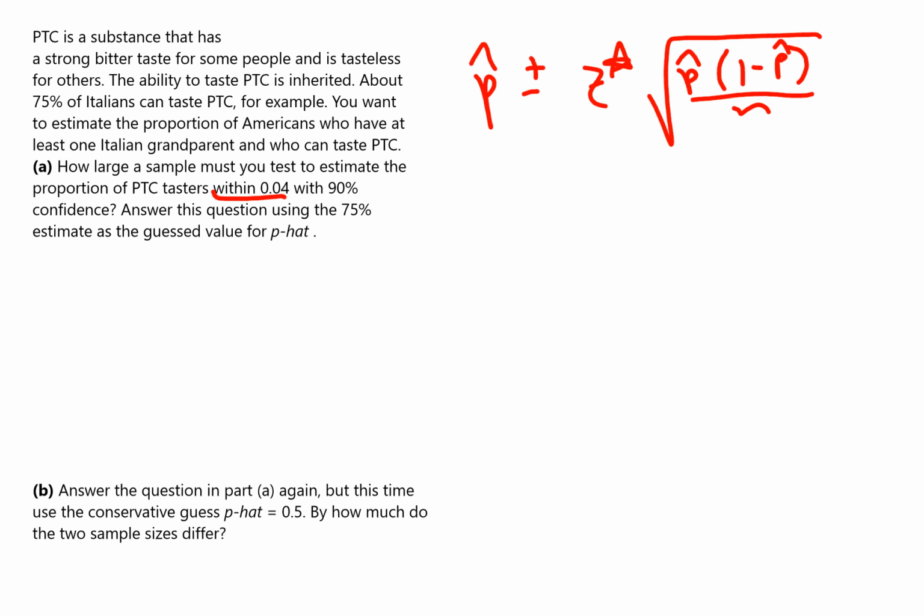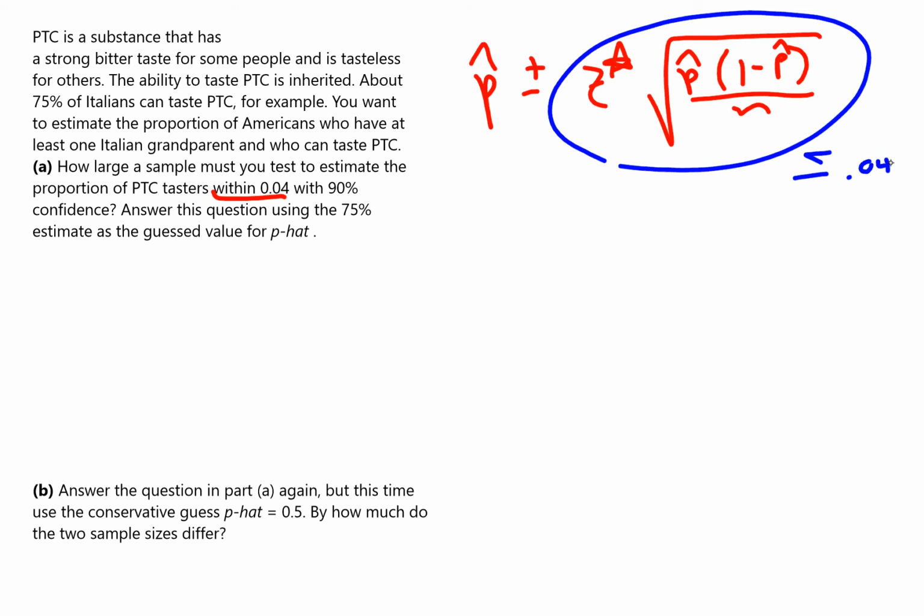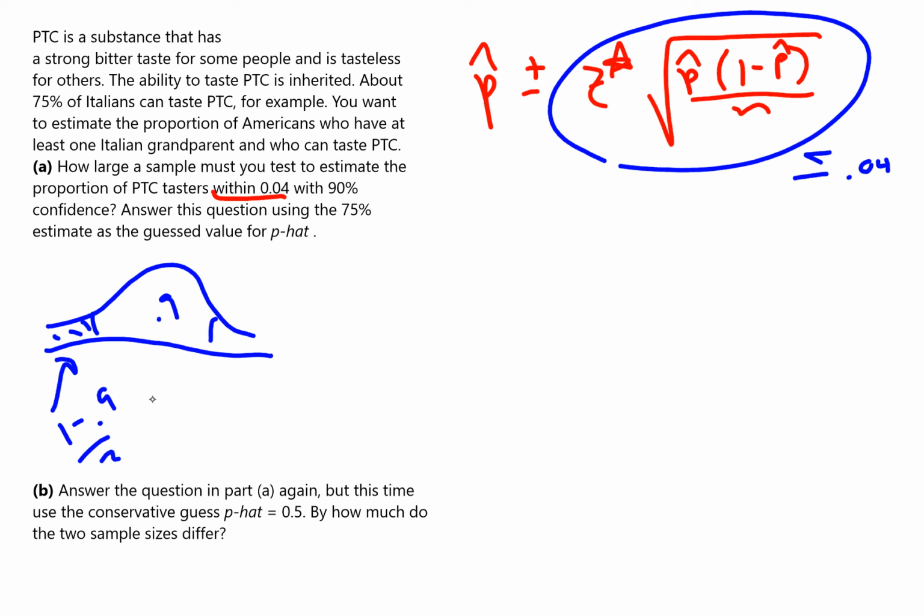We want just this part of it to be less than or equal to 0.04. So that's what we're solving. 90% confidence, so that's a new one. Let's just draw a quick normal distribution here. We'll put 0.9 in the middle. We've got to get the area in the tail here, so that's going to be 1 minus 0.9 over 2, or 0.1. I'm sorry, 0.05.